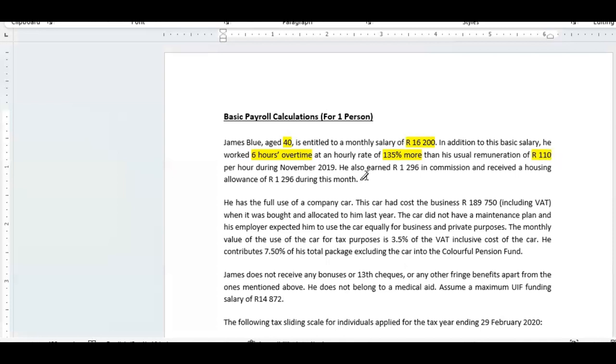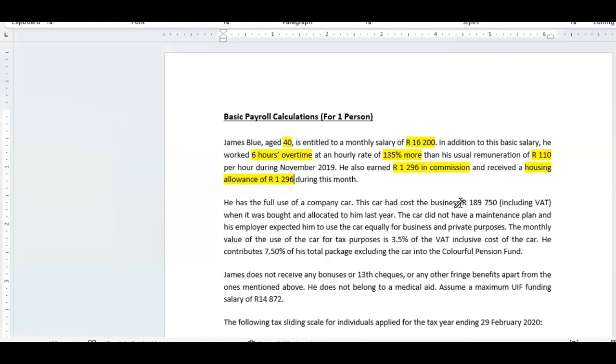Okay. Then it says he also earned 1,296 in commission. Just do that. And he received a housing allowance of the same amount, 1,296. Then it tells us he has the full use of a company car.